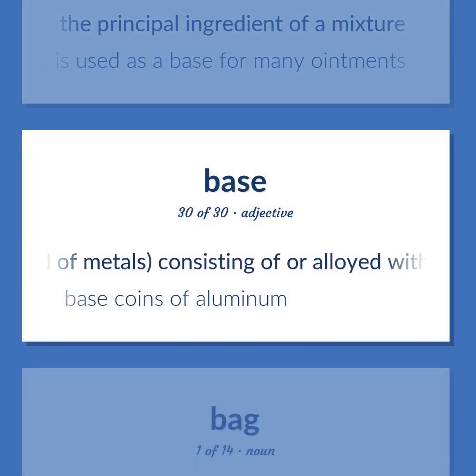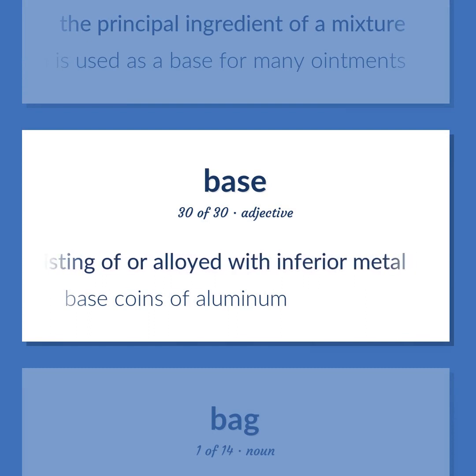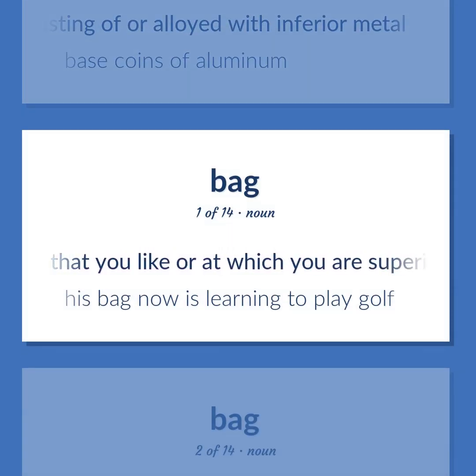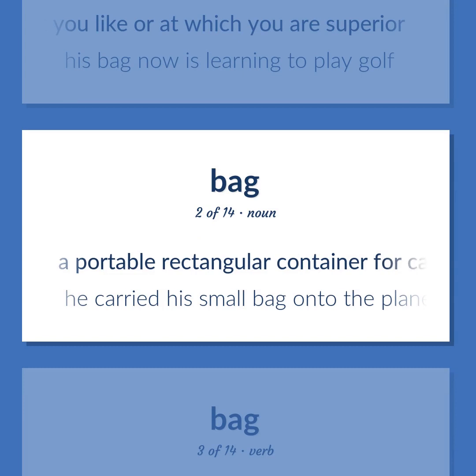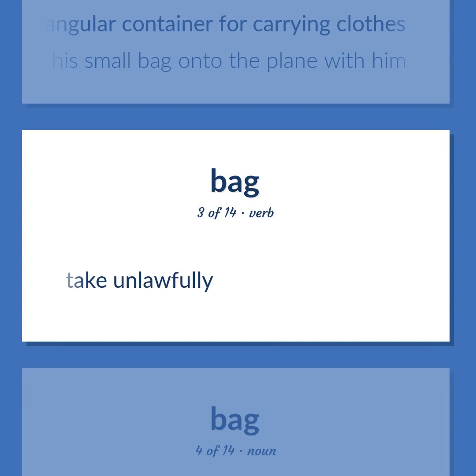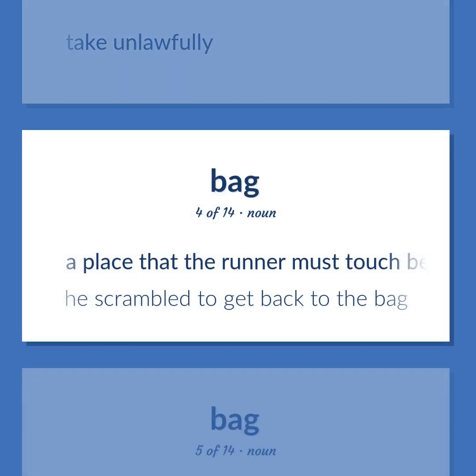Used of metals, consisting of or alloyed with inferior metal. Base coins of aluminum. An activity that you like or at which you are superior. His bag now is learning to play golf. A portable rectangular container for carrying clothes. He carried his small bag onto the plane with him. Take unlawfully. A place that the runner must touch before scoring. He scrambled to get back to the bag.